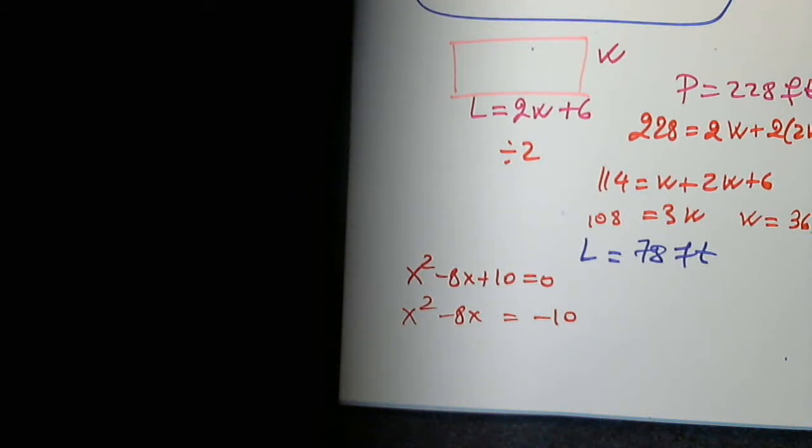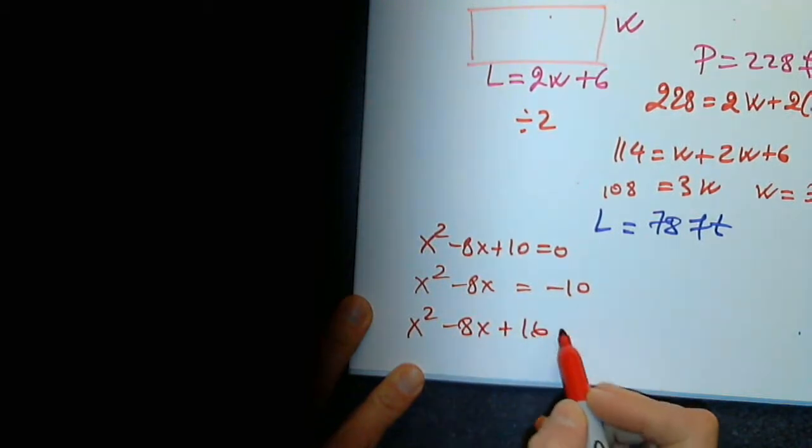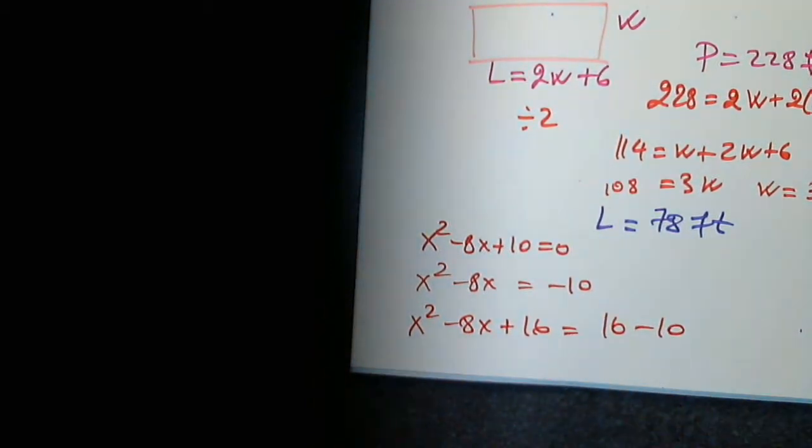It was negative 8 divided by 2, negative 4. So we square negative 4. What do we get? Good. So then add 16 to both sides. If I forget to add to one side, I mess up the whole thing. You know that? Good.